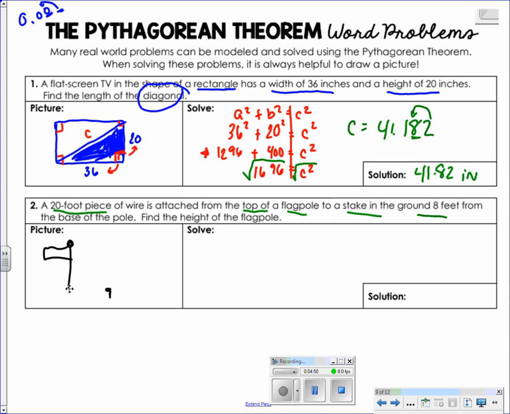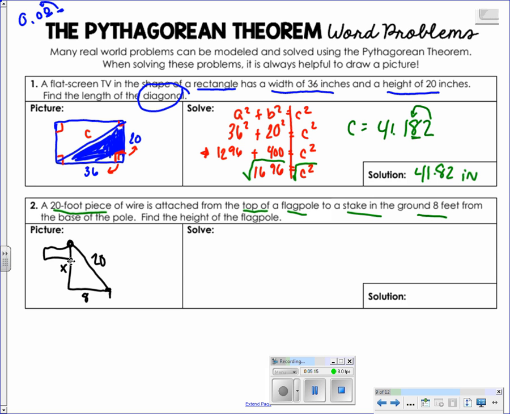So I do know that what it said is the stake is 8 feet from the base of the pole, so that's 8. And then this 20-foot piece of wire is attached from the top of the pole all the way down to the stake. So that's 20 feet. Then what we're looking for now is the height of that pole. So we could call that x.